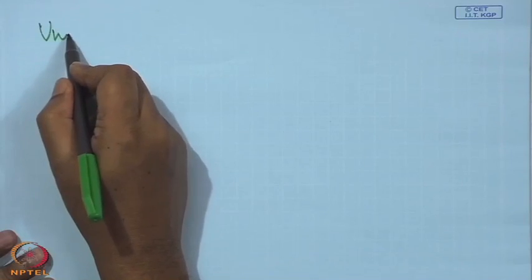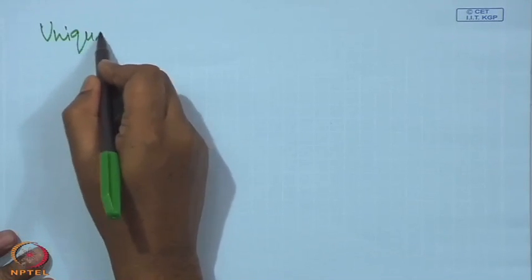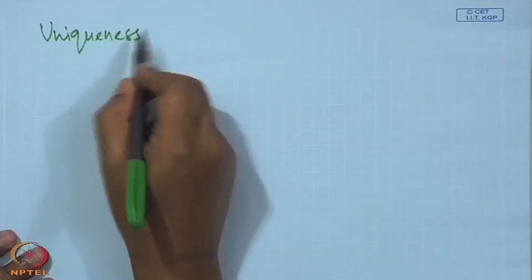Now we will see what is the necessary condition for a particular flow field to be determined uniquely in a doubly connected region. We have already seen it for a singly connected region, but we would like to see what will happen in case of a doubly connected region. And uniqueness.